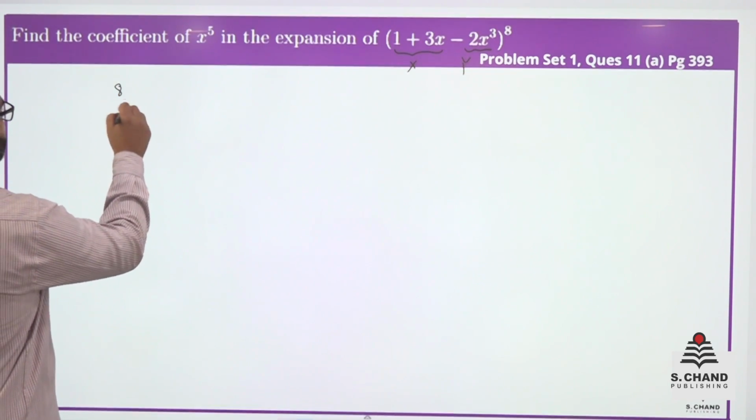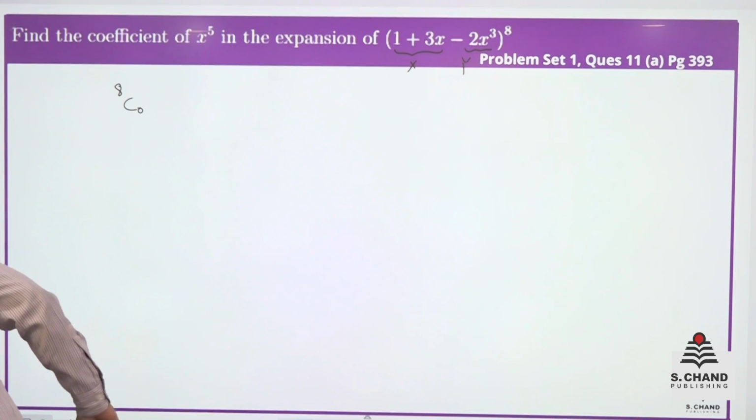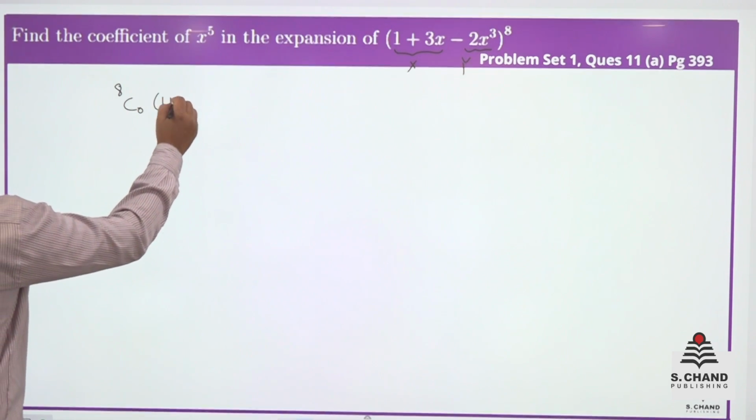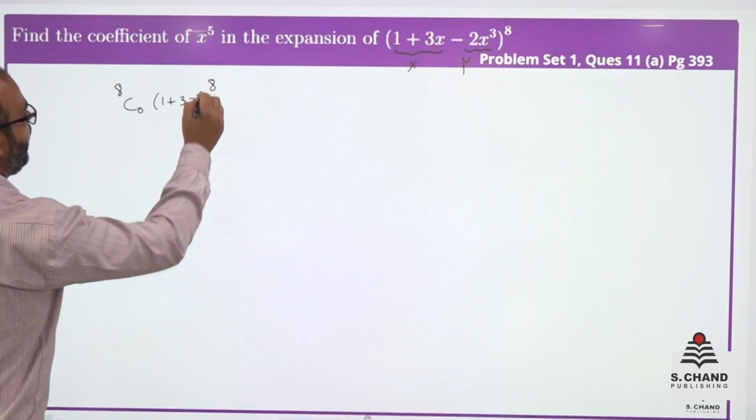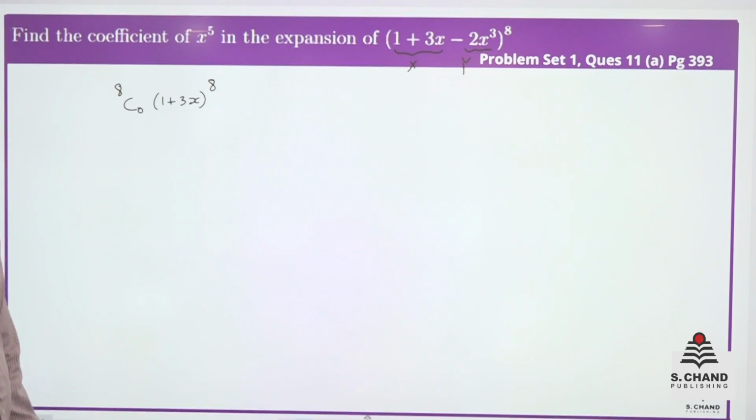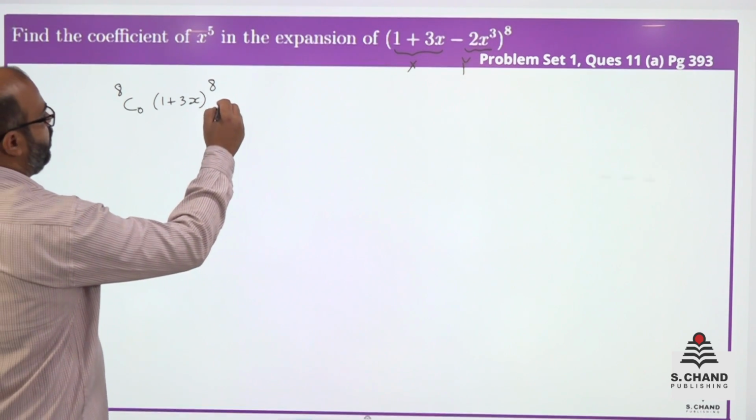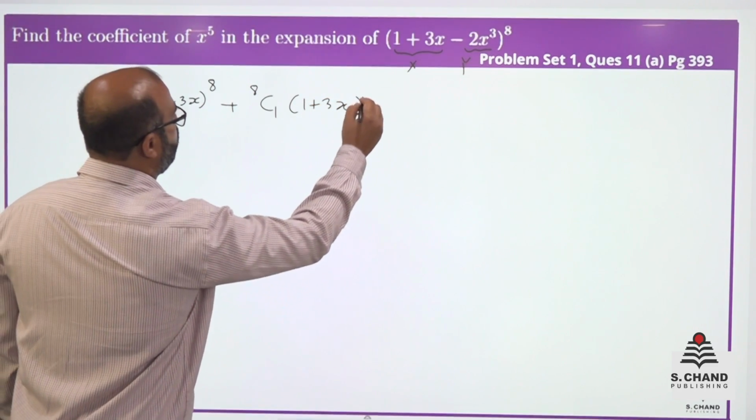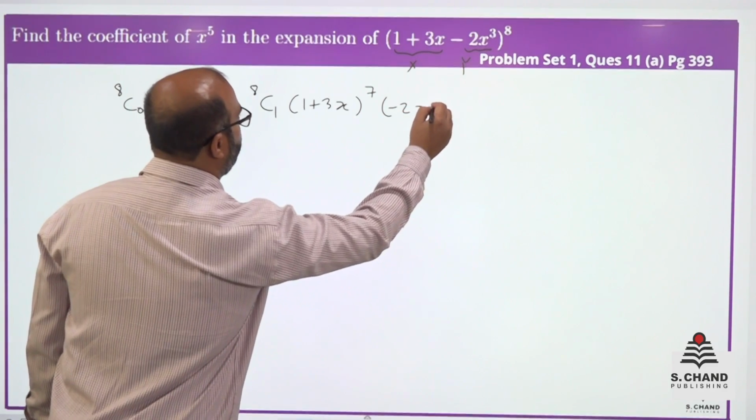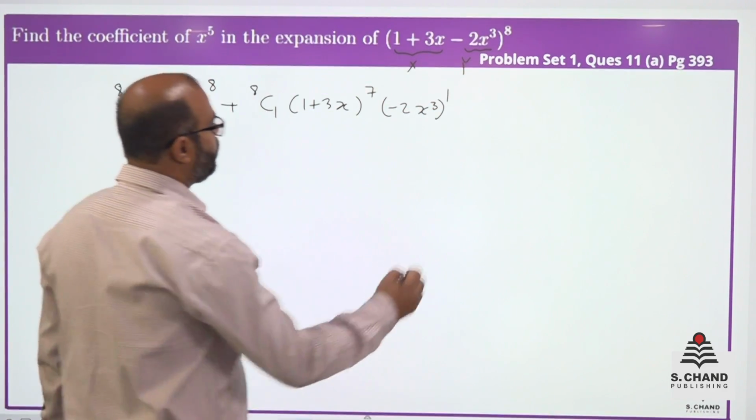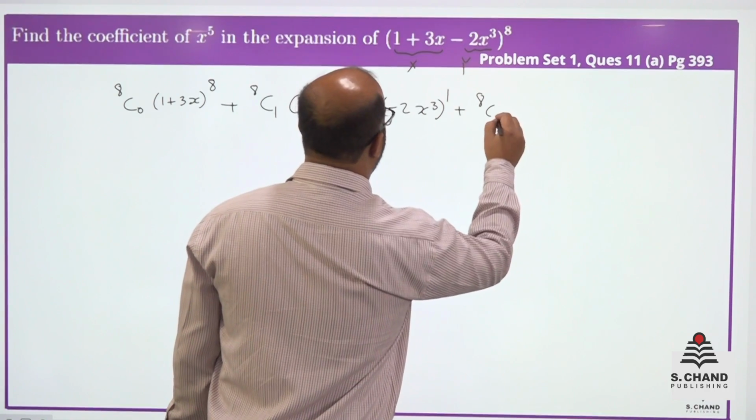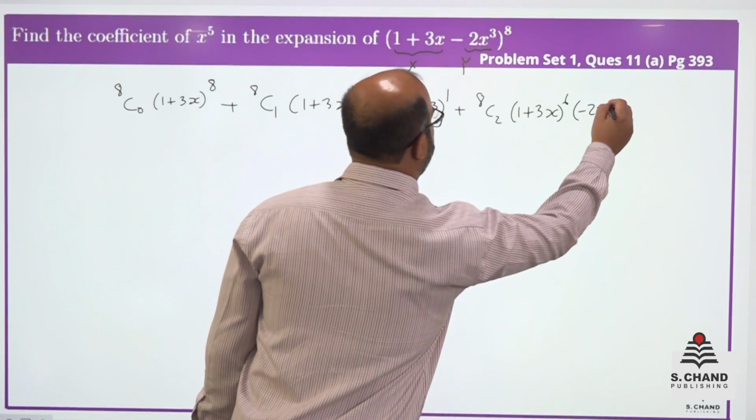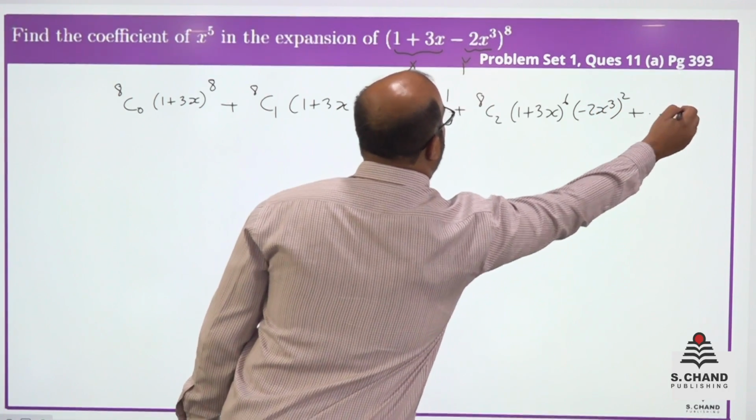So 8C0 (1 plus 3x) to the power 8 and (minus 2x cube) to the power 0, plus 8C1 (1 plus 3x) to the power 7 into (minus 2x cube) to the power 1, plus 8C2 (1 plus 3x) to the power 6 (minus 2x cube) squared, and so on.